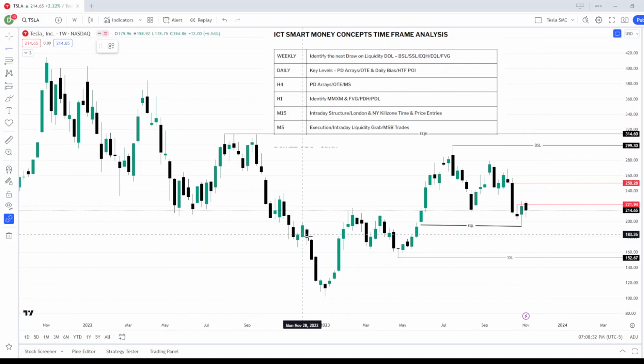Then there's another one I want to note. I'm going to take this equal low off right here, because there's also a fair value gap there.